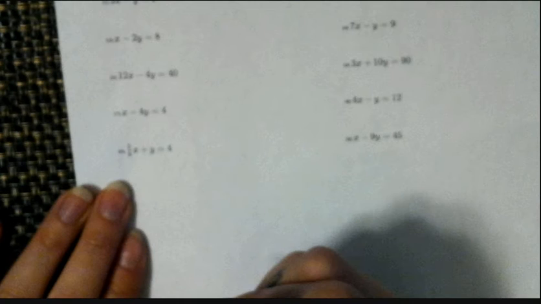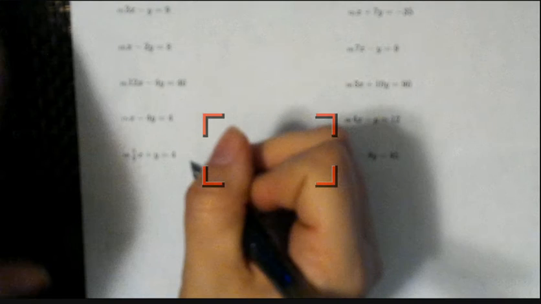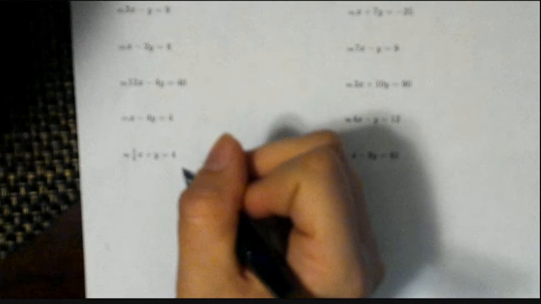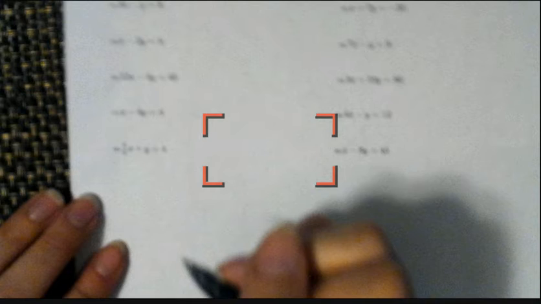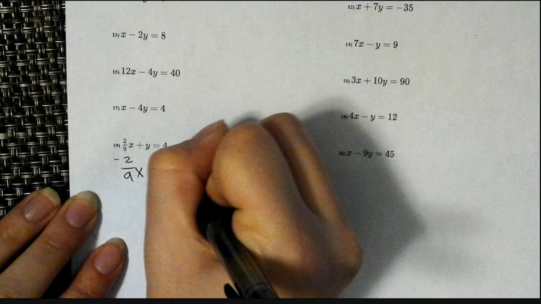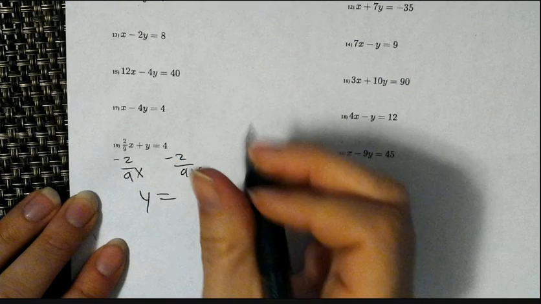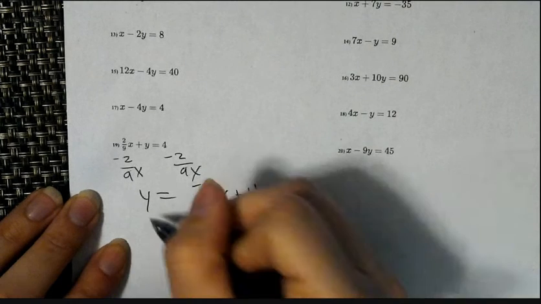Okay, so for this one, it might look scary because there's a fraction, but to move 2/9 x over, I'm just going to subtract 2/9 x from both sides. Sorry that it keeps auto-focusing. So I'm going to subtract 2/9 x from both sides, and then I'm left with y equals negative 2/9 x plus 4.